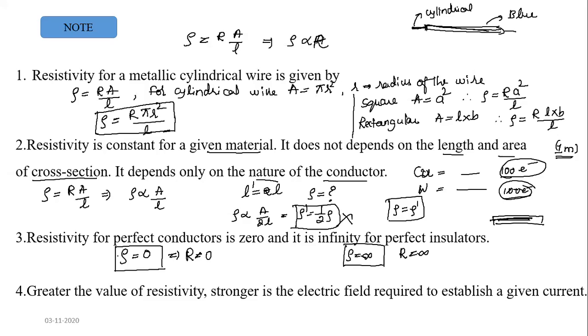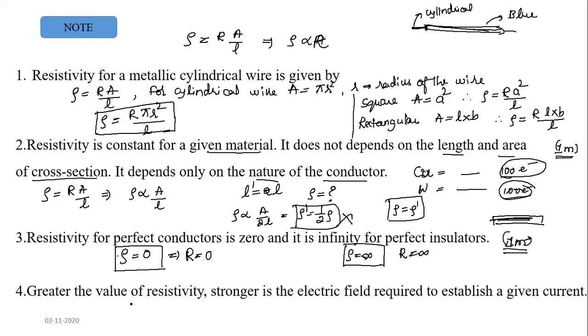Perfect conductors are nothing but superconductors. Perfect conductors we call superconductors. I told you that; this will be the third point. For 1 mark they will ask this: what is the value of resistivity for a superconductor, or what is the value of resistivity for a perfect insulator? Last point: greater the value of resistivity, stronger is the electric field required to establish the given current.